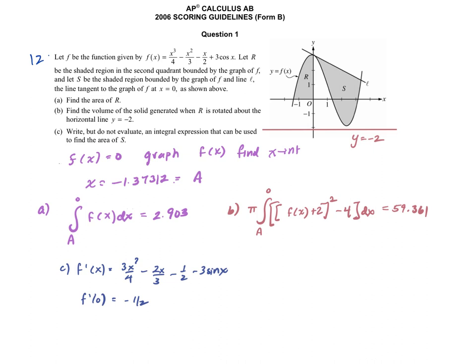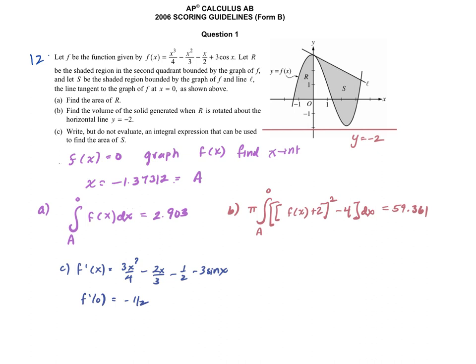So I need to find points of intersection. So we have a tangent line. So if you look here, this is the tangent line to this curve. So we know that the slope of the line is also going to be the slope of the tangent line to that curve. So what I need to do is find the derivative of r. So I went ahead and I did that. So I found the derivative of f of x, which is the function that bounds R. And I got this, and I plugged in 0. So the slope of that tangent line is negative 1/2.